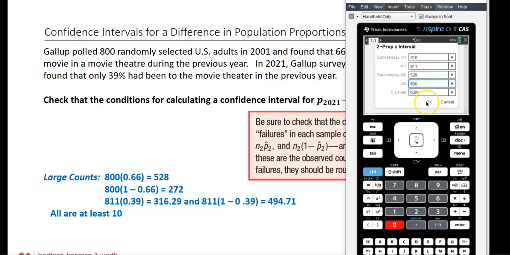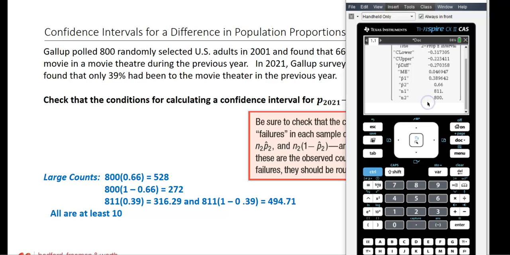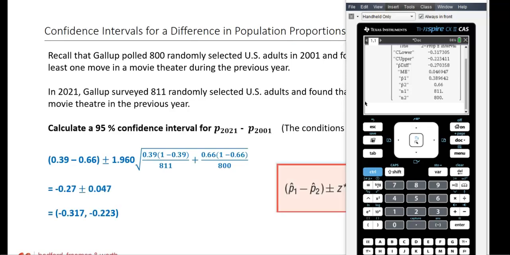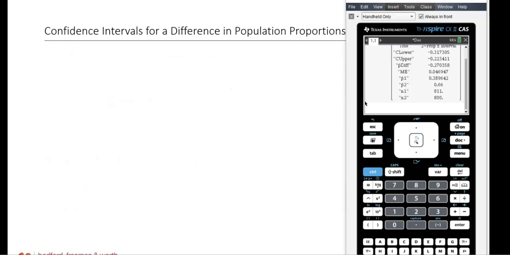And it's a 95% level. That defaults there, and that's what we want, I believe. And so it does it all. Let's see what we got. See if that matches, or is close enough. So negative 0.317. It's pretty solid. Negative 0.223. And it gives us the margin of error there if you want it. It gives us the difference, the p hat difference, I think is what it's saying. And so that's negative 0.27. It gives us really all the values there, which is very nice.